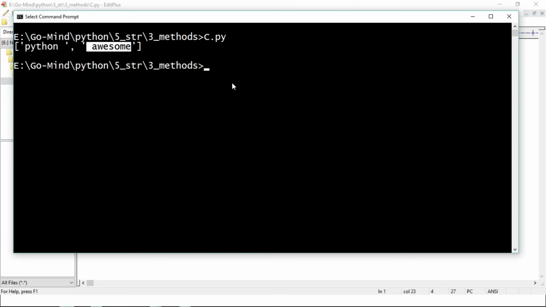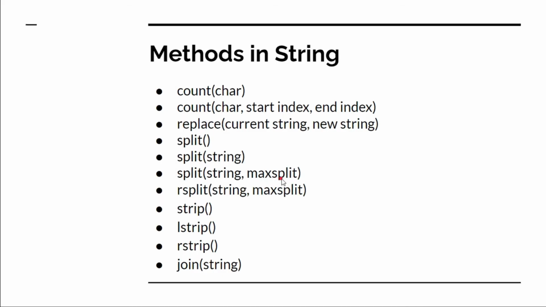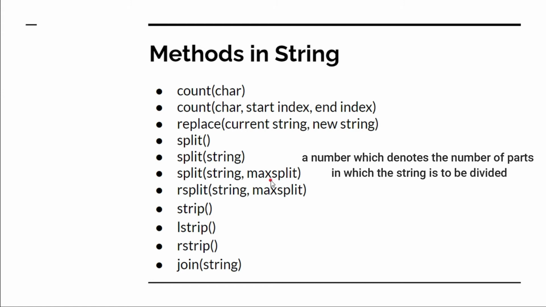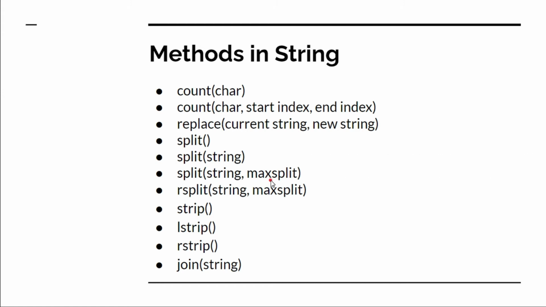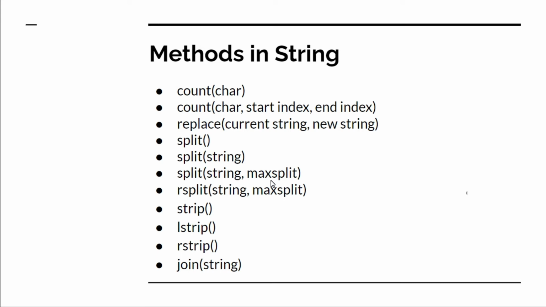Okay, now split has one more variant. The second argument can be given in the split method. This is maxsplit. Maxsplit is a number which denotes the number of splits to be made in the string. Remember, when maxsplit is specified, the list which is returned will contain the specified number of elements plus 1. Okay, so let's see this.